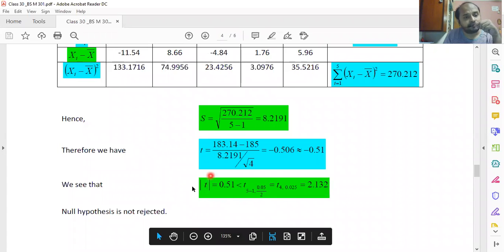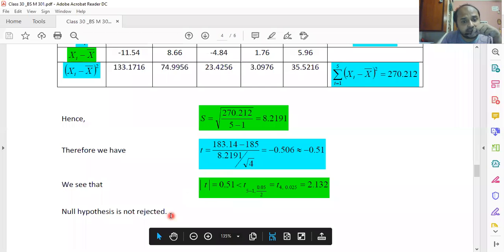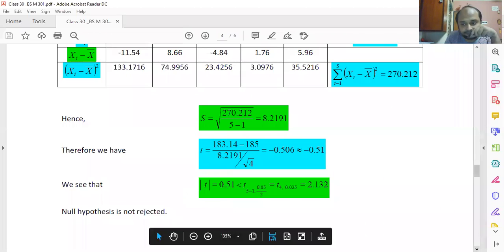And obviously the absolute value is lesser than that, and therefore we must not reject the hypothesis, and we shall conclude, yes, the mean breaking strength is indeed 185. Here I didn't write the conclusion, but you can write it. You have to write the conclusion also, in statements, in the examination.